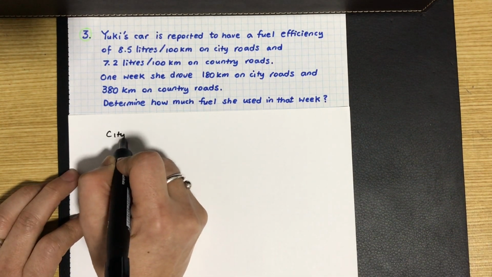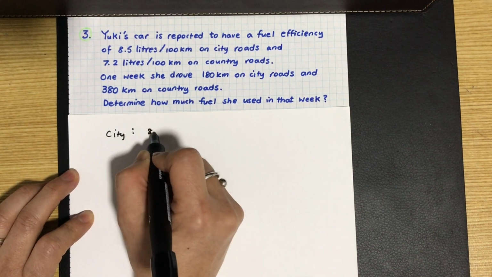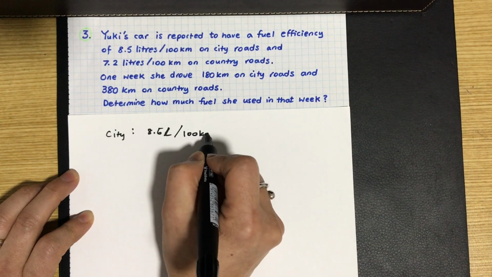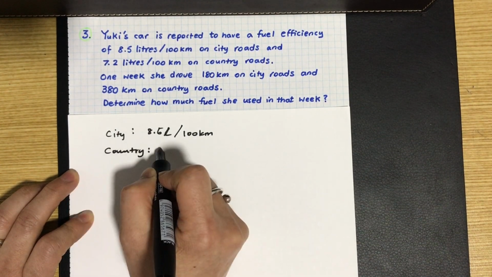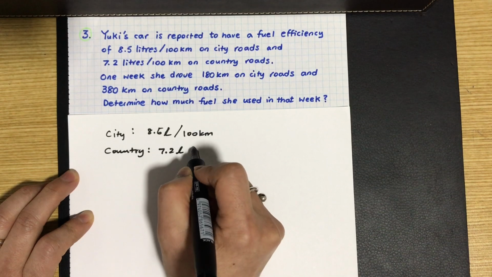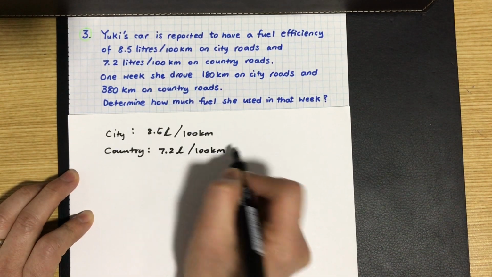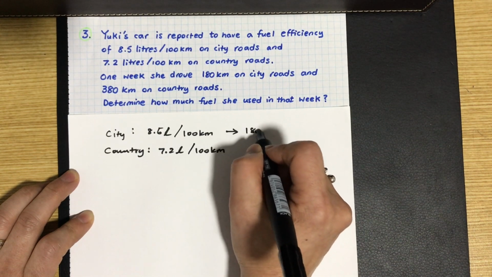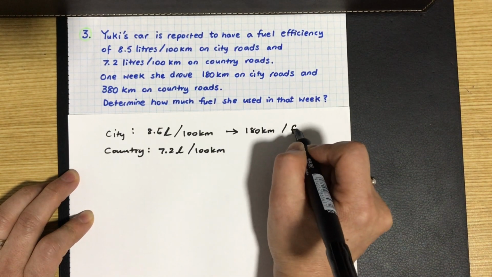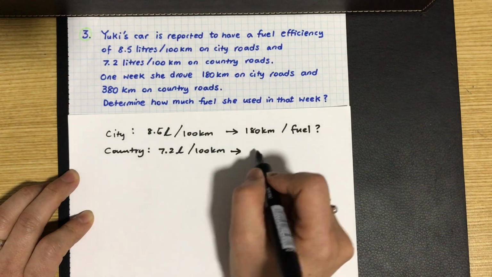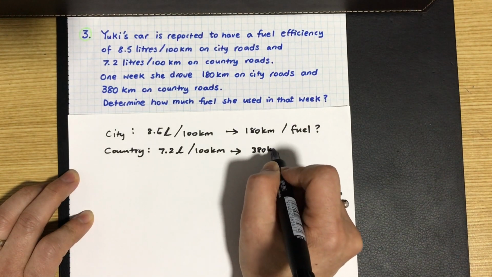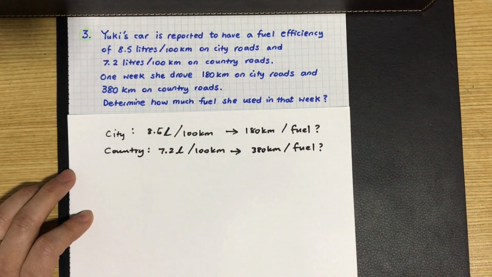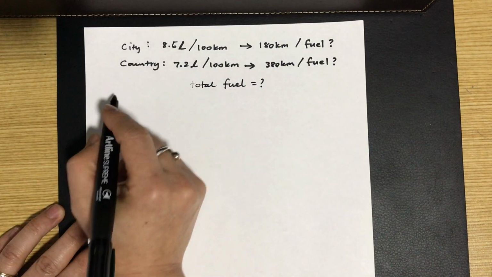So city, we have 8.5, okay? And then for every 100 kilometres. Country is 7.2 litres for every 100 kilometres. And Yuki went 1 week, travelled city for 180 kilometres, and fuel, we don't know. And then travelled 380 kilometres in country, fuel, we don't know. So we want to find out the total. So I'm going to use unitary method here.